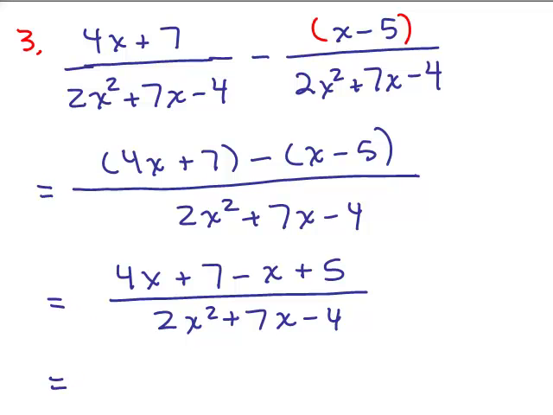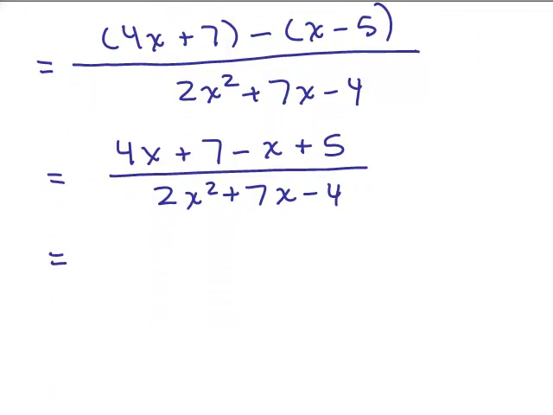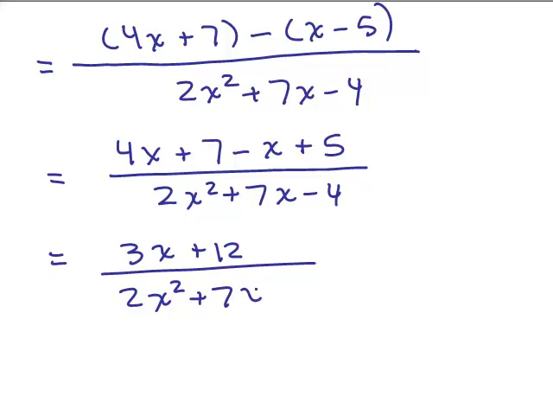And we continue to simplify the numerator by combining like terms. 3x plus 12 over 2x squared plus 7x minus 4. Now you're not done. Now that you've simplified the numerator and denominator after subtracting, you need to factor to see if anything cancels. So let's see.